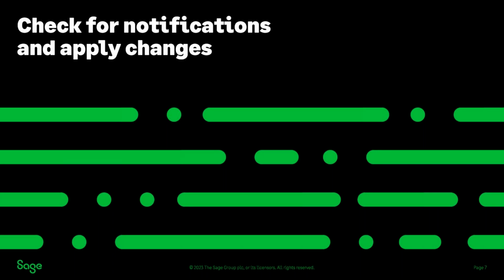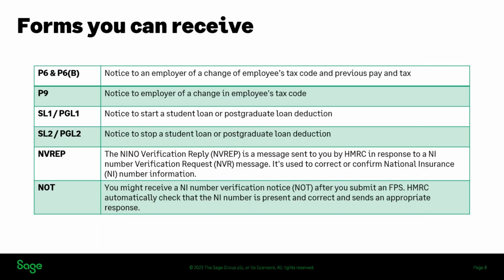So what types of notices can you receive in the secure mailbox? Well, here's a list of the main ones. The first one, the P6 and P6B, is a tax code notice, notifying a change of employee's tax code and previous pay and tax. You would get these typically mid-tax year, and often you would receive them if you've taken on a new starter who didn't have a P45 from their previous employer. And that will often update the tax code plus the previous pay and tax from their previous employer.